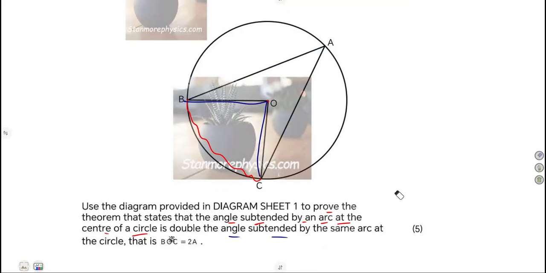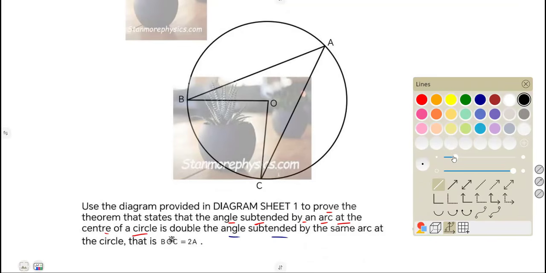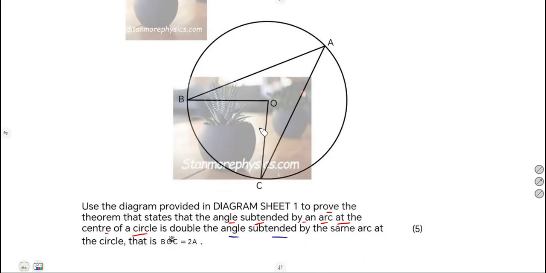We've already talked about these theorems and their proofs. To prove this one, you can simply start with some constructions. Let us draw a line to join A and O, then extend that line to a certain point, which we can call D. So you join A to O.